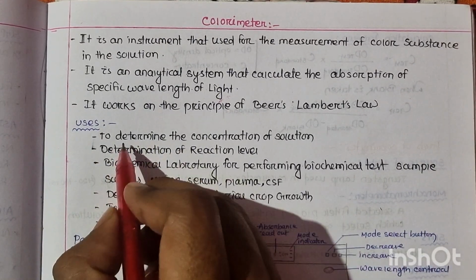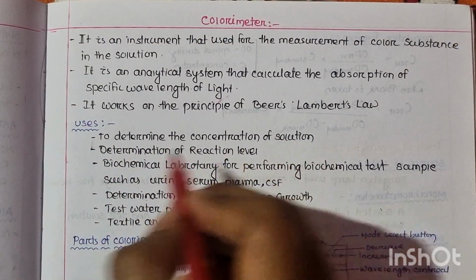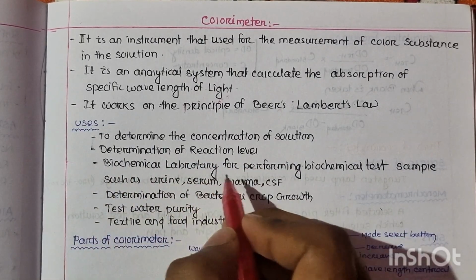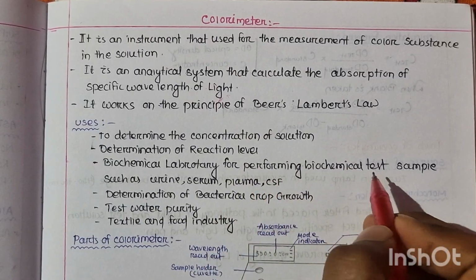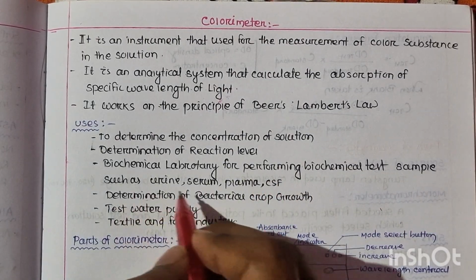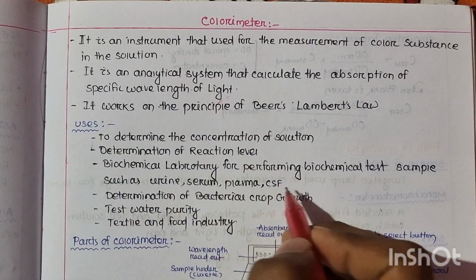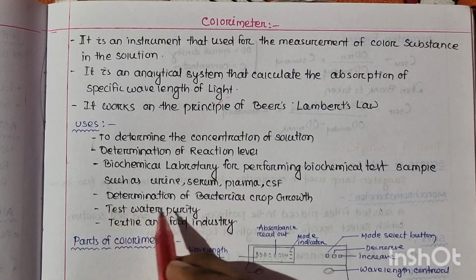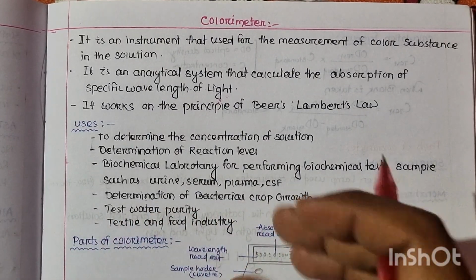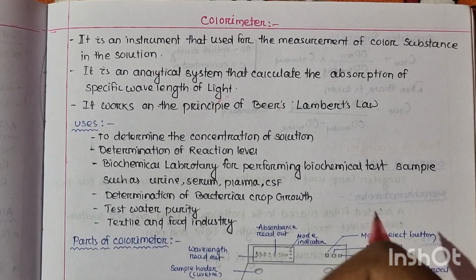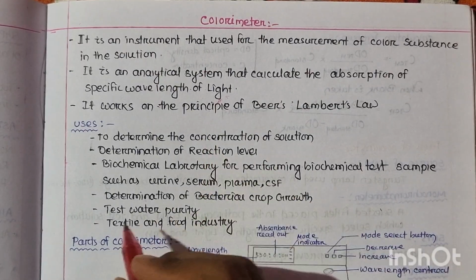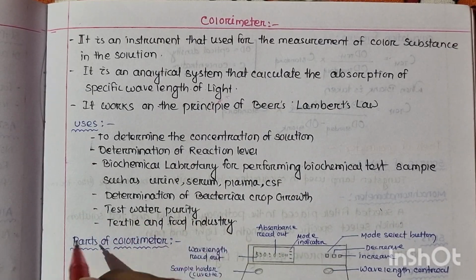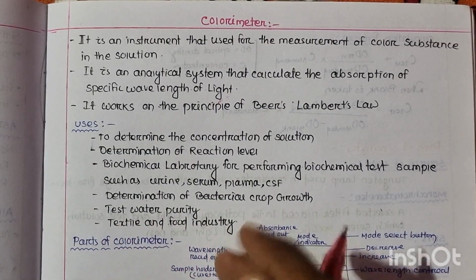The uses are, first, to determine the concentration of the solution. Second, to determine the reaction level. In the biochemical laboratory, for performing biochemical tests such as urine, serum, plasma, CSF samples. Then determination of bacterial growth, that means how much turbidity is seen, for which it can measure the bacterial growth of the culture. Test water purity, textile and food industry.